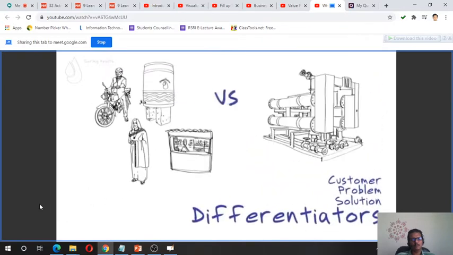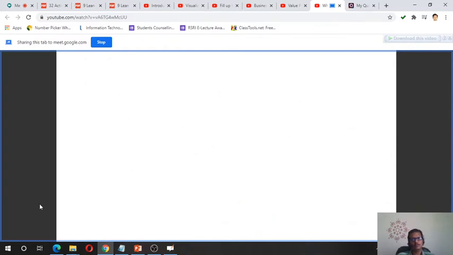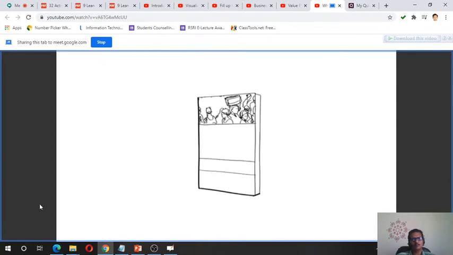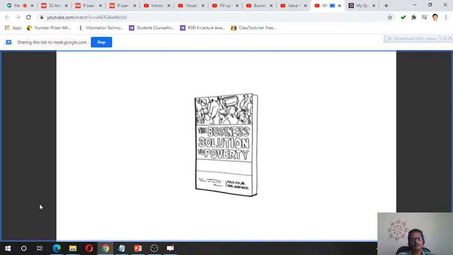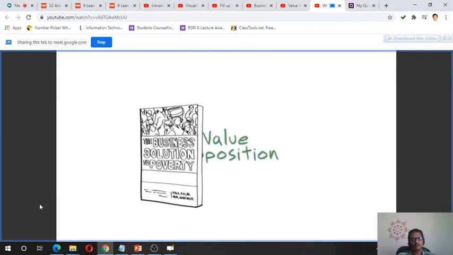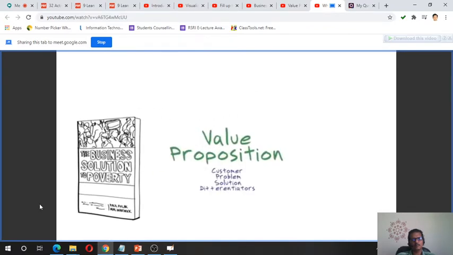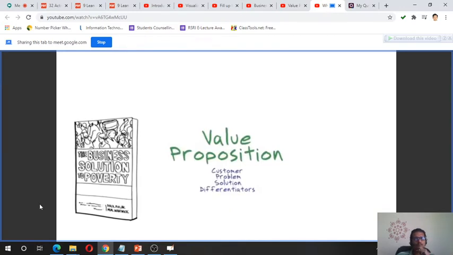Fourth, relative to competition, customers get water at a reasonable price, at a location convenient to their home, and with water quality assured by the company. As described in Paul's recent book, The Business Solution to Poverty, Paul and his team used their well-defined but still hypothetical value proposition to test their assumptions with customers.